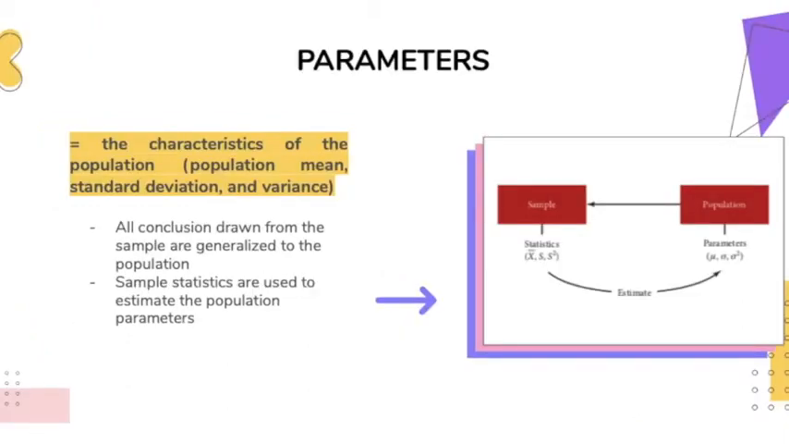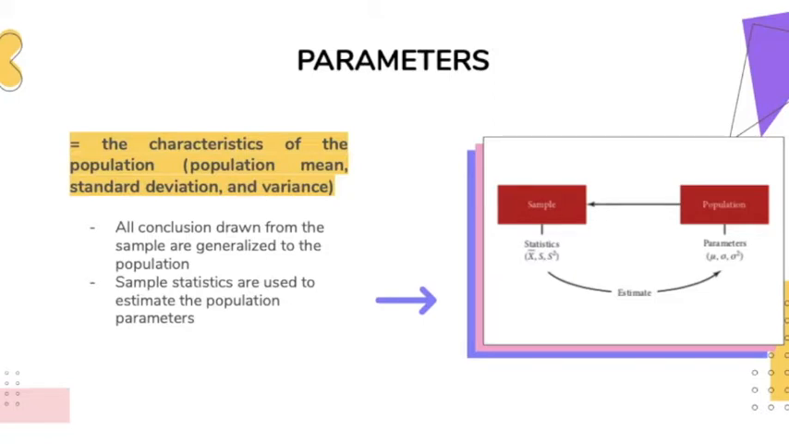So, what are parameters? Parameters are the characteristics of the population, which consist of the population mean, standard deviation, and variance. The central tendencies, the dispersion, and other statistics in the sample of interest to the researcher are treated as an approximation of the central tendencies, dispersion, and other parameters of the population.